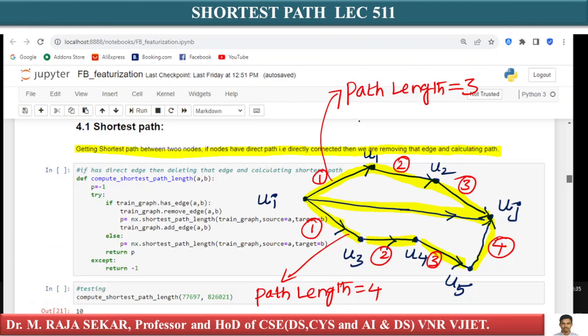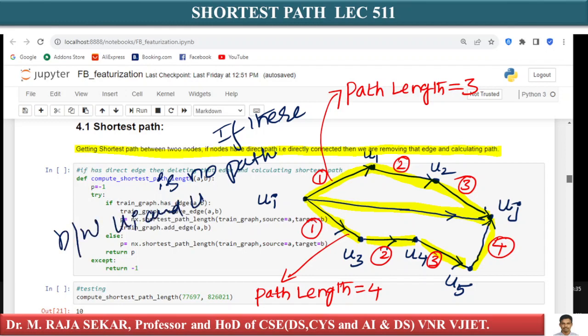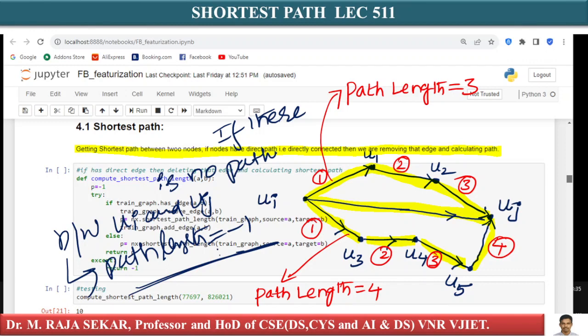If there is no path between ui and uj, what is the path length in this case? The path length is equal to -1, isn't it? If there is no path in between ui and uj, then the path length must be -1.